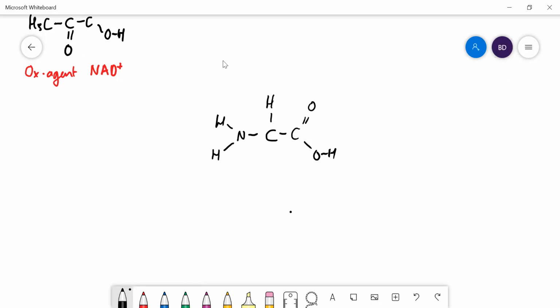And then you have this group, which you're going to call R. Now, there are 20 different types of naturally occurring amino acids, which are used to make protein. And so you've got 20 different versions of what R can be. So I'll do the two simplest amino acids.